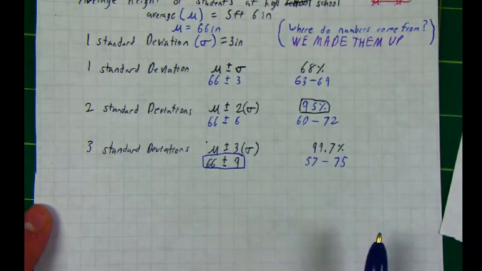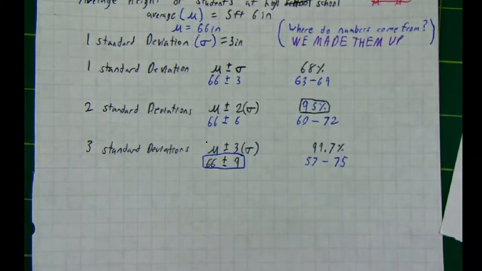57 and 75. I want you to think about the height of every student at Austin High School for a second. Does it make sense that almost every kid at Austin High School would be between the heights 4'9" and 6'3"? So if I took 1,000 kids at Austin High School, only 3 of them would be taller than 6'3" or shorter than 4'9". Are those numbers believable? This is how standard deviation works.